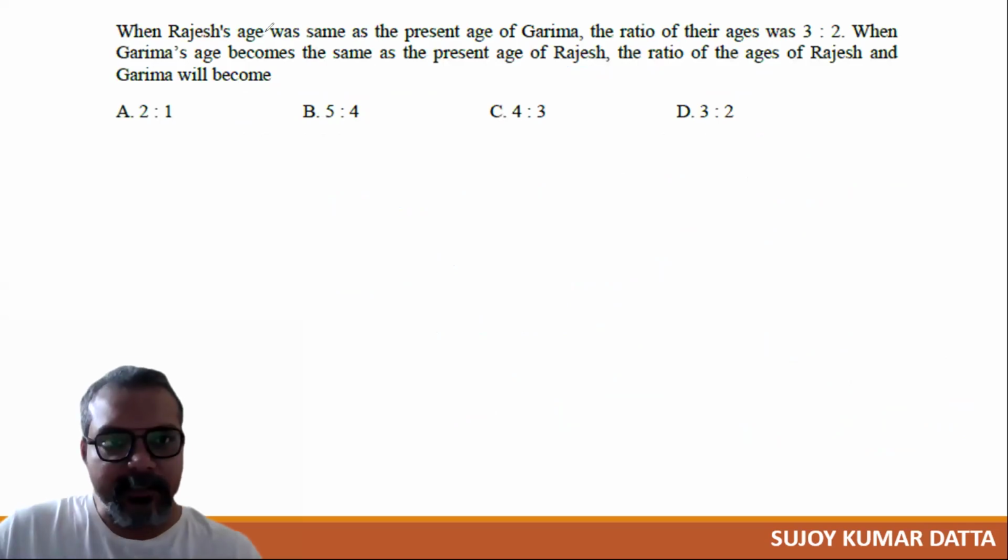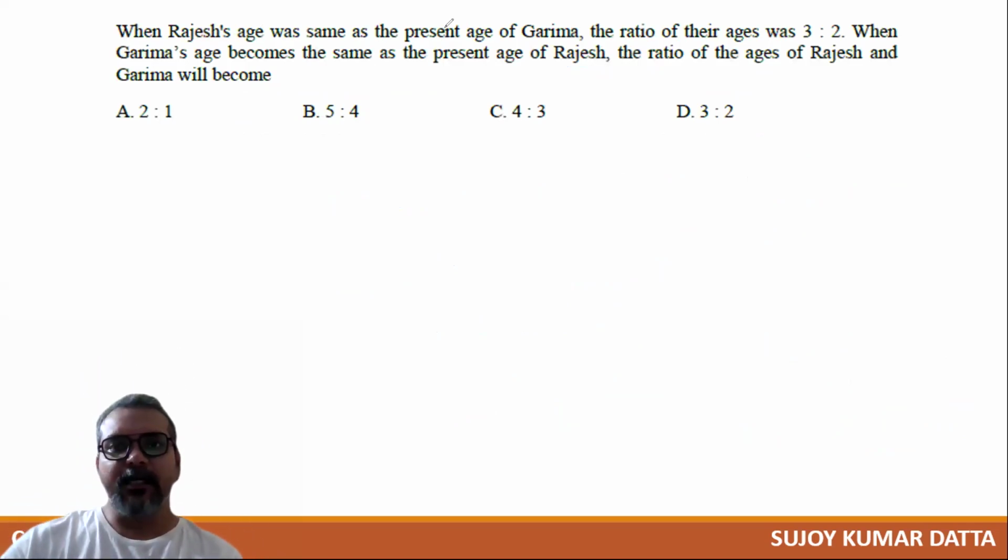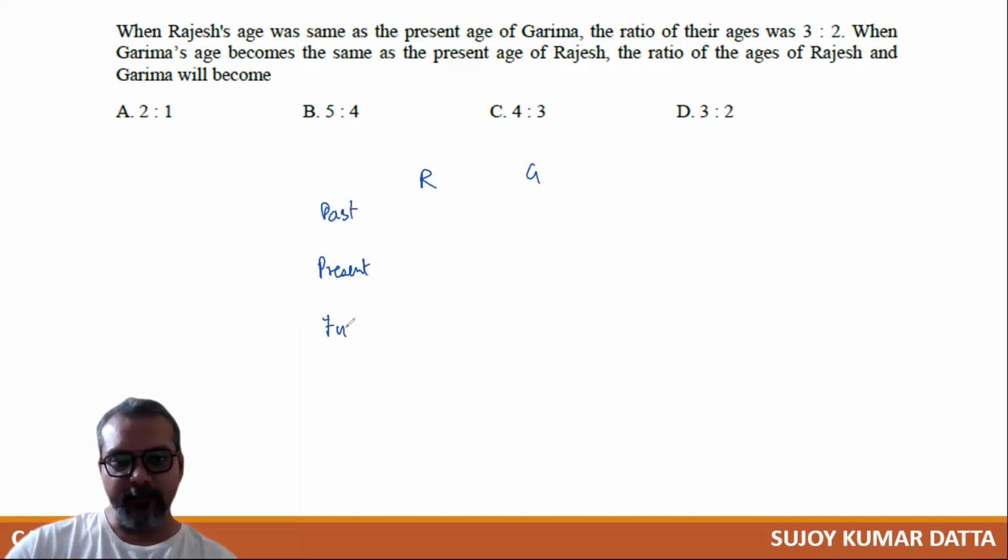Okay, so it's about ages. So it says when Rajesh and Garima. So there are two people whose ages are being compared in the past, present, and future. So let's just make a table for that. Rajesh and Garima. So somewhere in the past, at present, and somewhere in the future. So it says when Rajesh was the same age as Garima's present age. So if Garima's present age is X, then Rajesh in the past at some point, we are talking of that point where it was X.